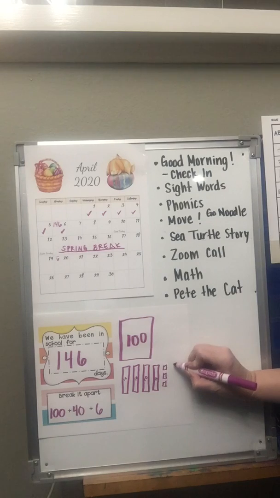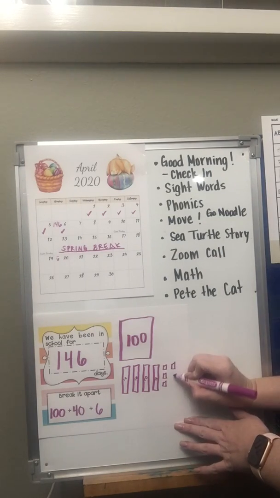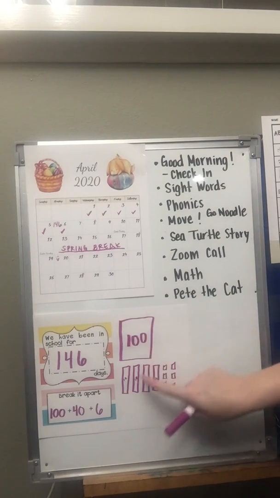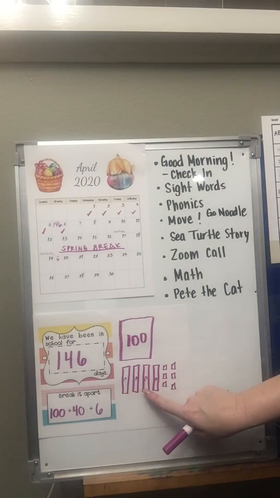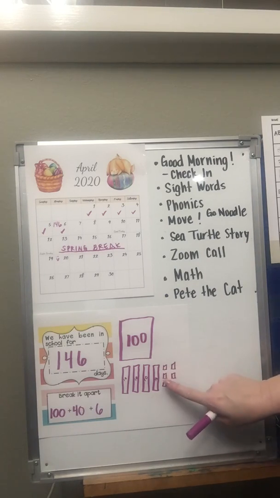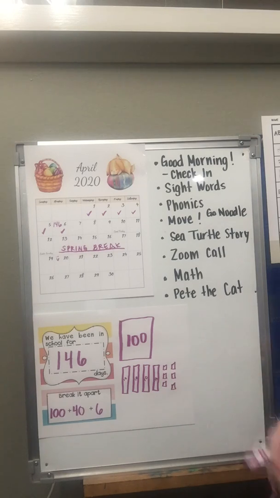So 1, 2, 3, 4, 5, 6, 6 ones. So 100, 110, 120, 130, 140, 141, 142, 143, 144, 145, 146.